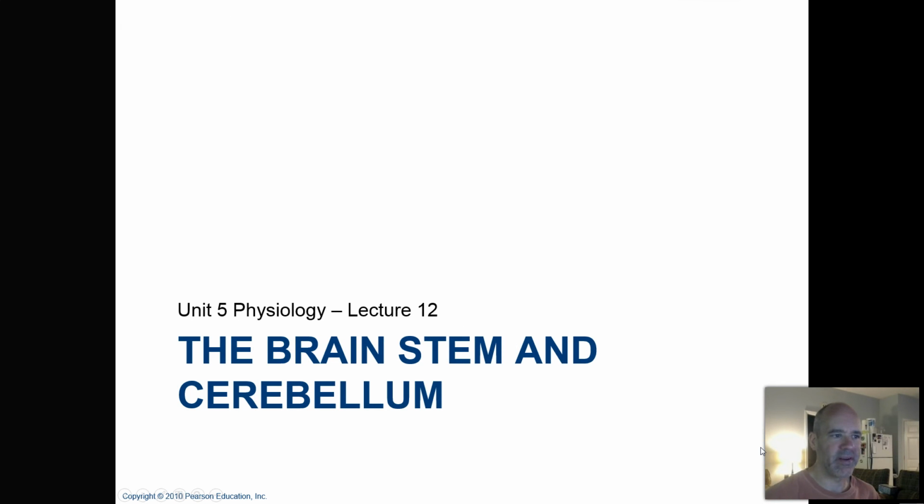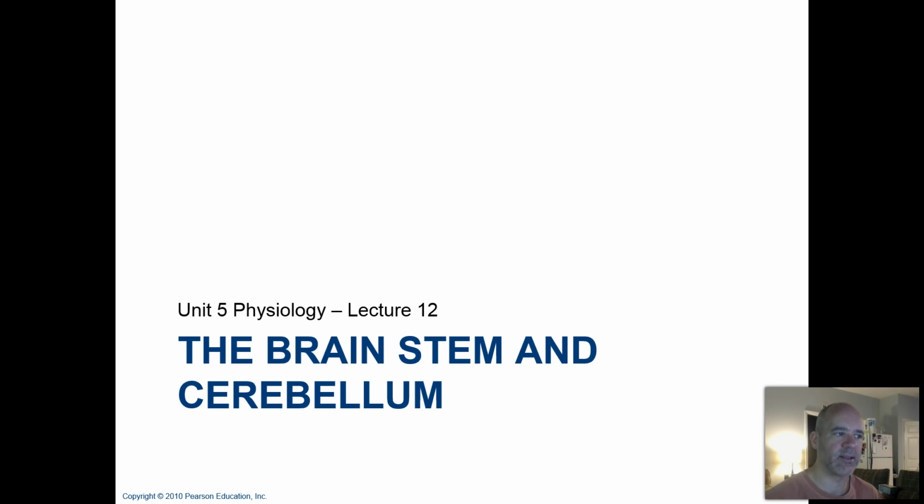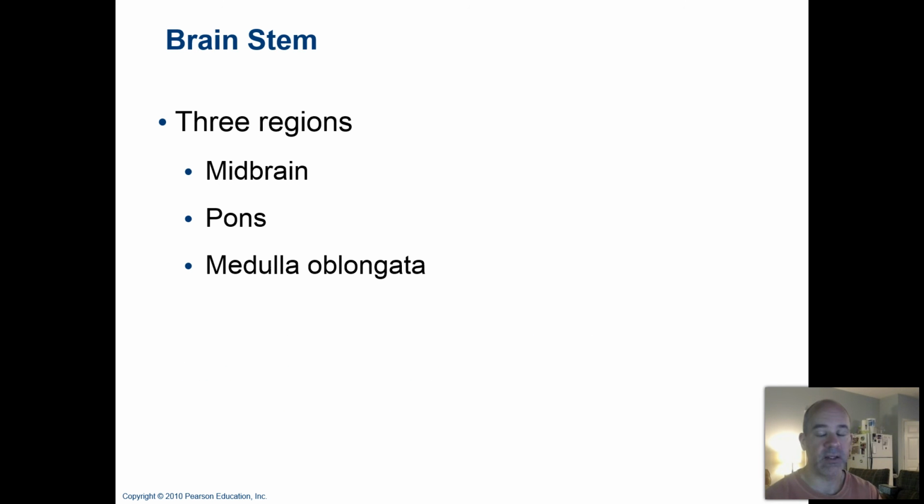All right, last parts of the brain here and their functions. We're just going to hit some highlights on what's going on in your brain stem and your cerebellum. As you're learning over on the anatomy side, the brain stem is in the medial, inferior part of the brain, and that is the area that connects to the spinal cord. And it's divided up into three major regions.